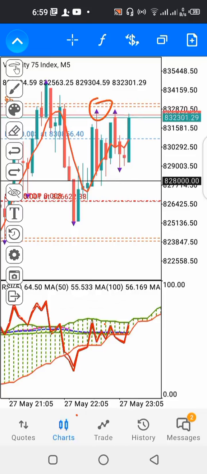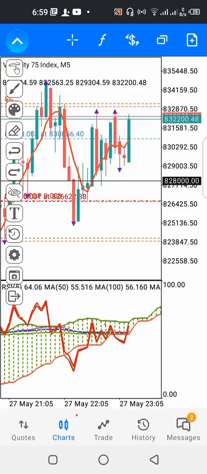A test, a retest. Let's see if we have a clean break of that level. If we have a clean break, then we will definitely close out this trade.